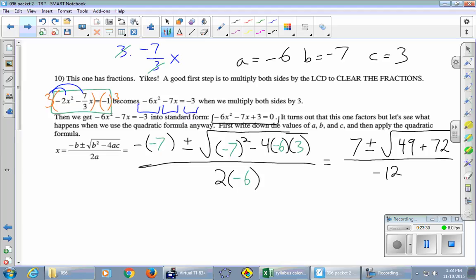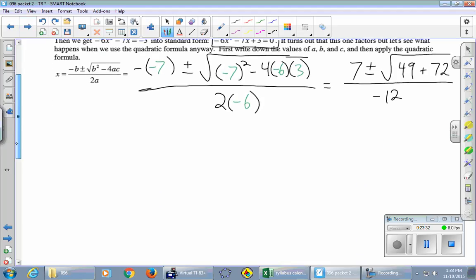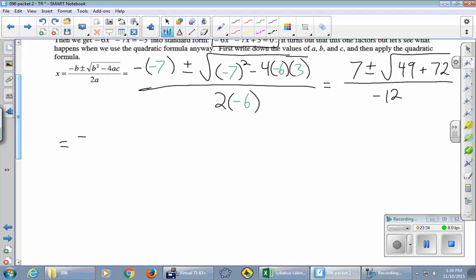Okay. And now lots of copying as we make one and only one change. 7 plus or minus square root of. We're just smushing that together. What do we get there? 121?